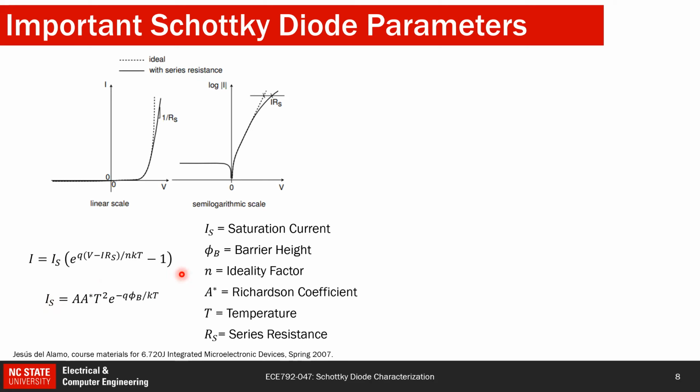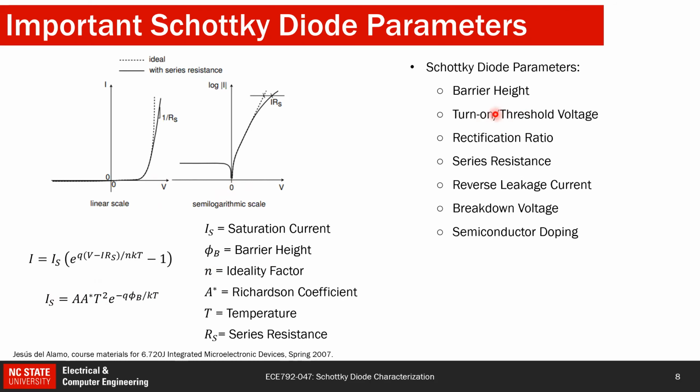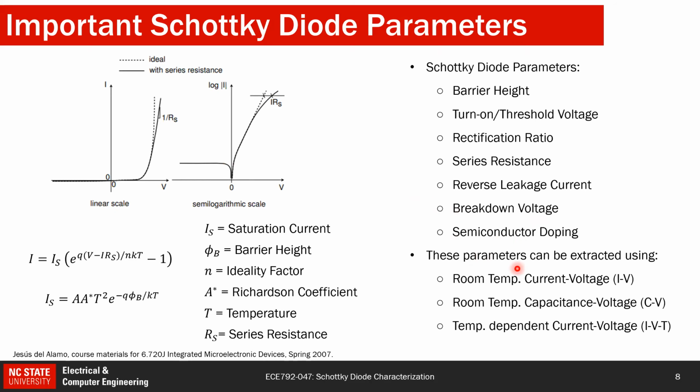So there are many parameters that need to be identified using this IV as well as CV. The main parameters are the barrier height, the threshold voltage, the rectification ratio from on to off, the series resistance, the leakage current, and, if we are making a power device, the breakdown voltage that we can get from the device. Also from CV we can find the doping. And as I said, to find these parameters we need to do room temperature IV measurements, room temperature CV measurements, as well as temperature dependent IV measurements.